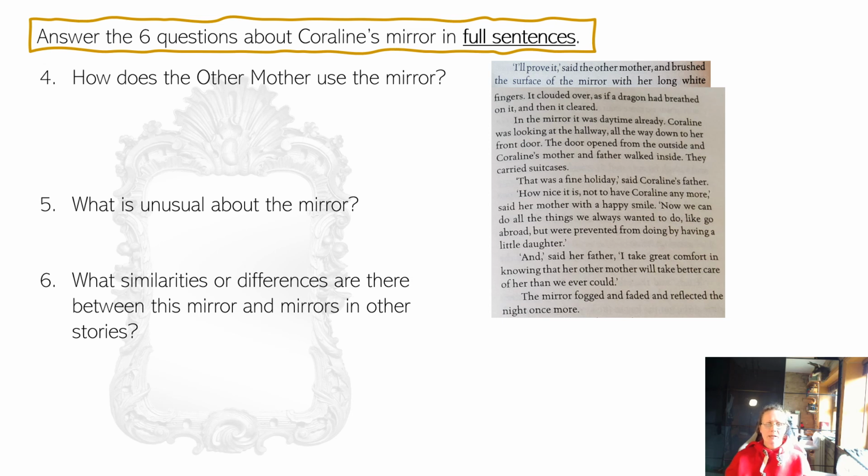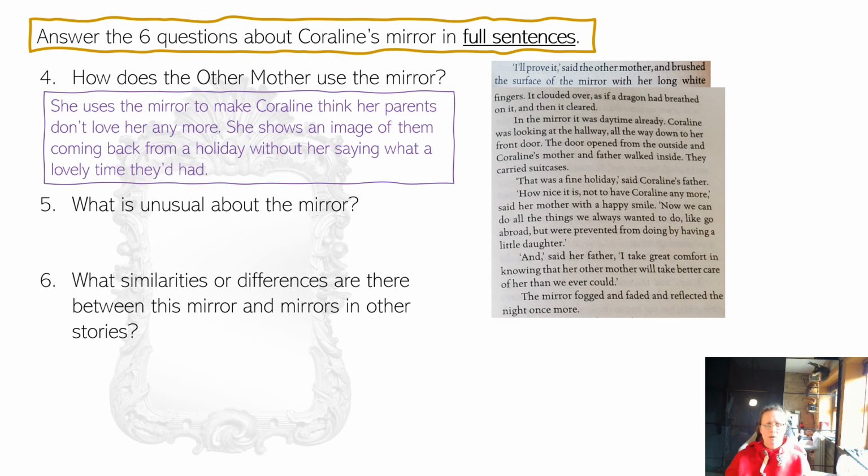Okay, so the last 3 questions then. How does the other mother use the mirror? Well, she uses a mirror to make Coraline think her parents don't love her anymore. She shows them an image of them coming back from a holiday without her, saying what a lovely time they'd had. It's not very nice, is it? It's definitely not true.